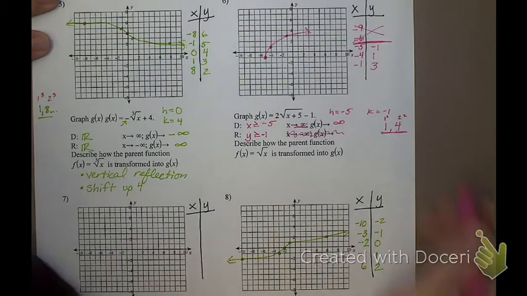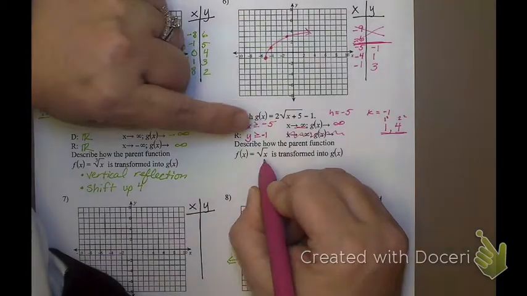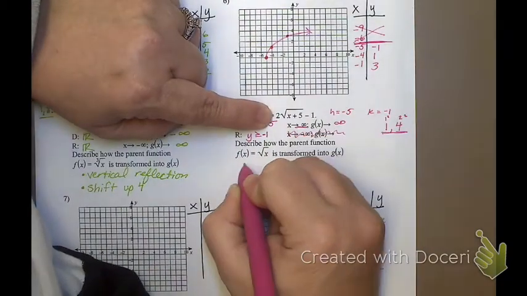Okay? All right, describe how the parent function is transformed. Well, I have an a value of 2.